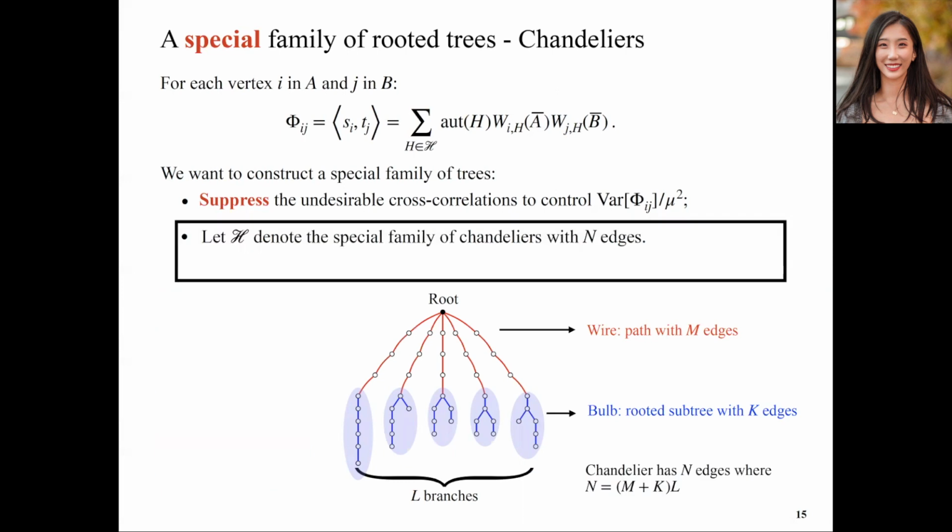One interesting fact about the chandelier is that as long as we can ensure that the bulbs contain more edges than the wires, then we can always have a lot of freedom at the bottom part of the trees. In other words, even though we restrict the chandeliers to have this special structure, the cardinality of these families is almost the same as the cardinality of the family of all trees. So the family is still rich enough.